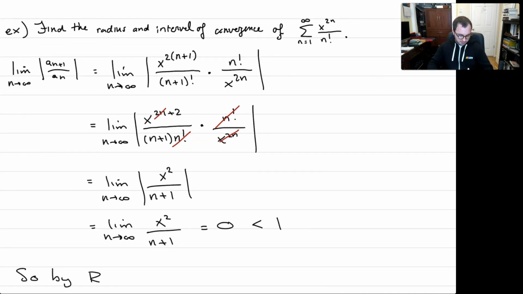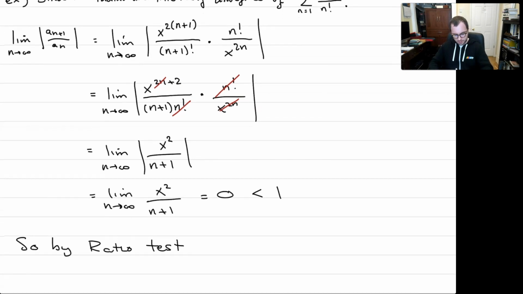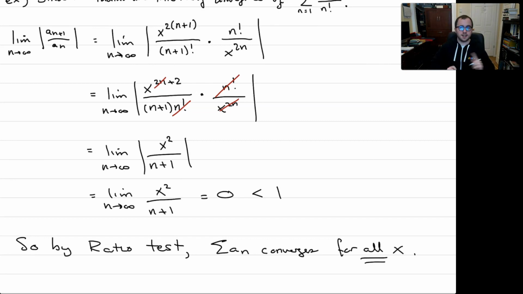So by the ratio test, it doesn't matter what value of x you plug in to this power series, the limit of absolute ratios is 0. It's always going to be less than 1. It's always going to be convergent. By the ratio test, this series converges for all x. No matter what I plug in, the limit of x squared over n plus 1 as n goes to infinity is 0.